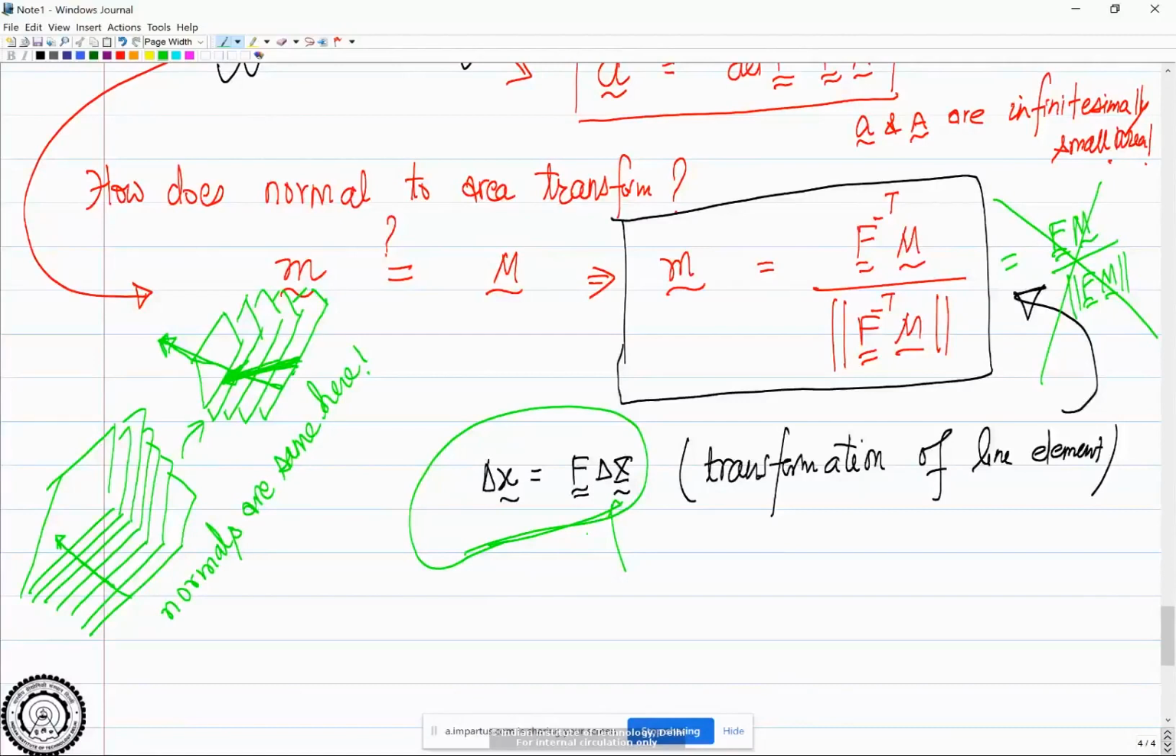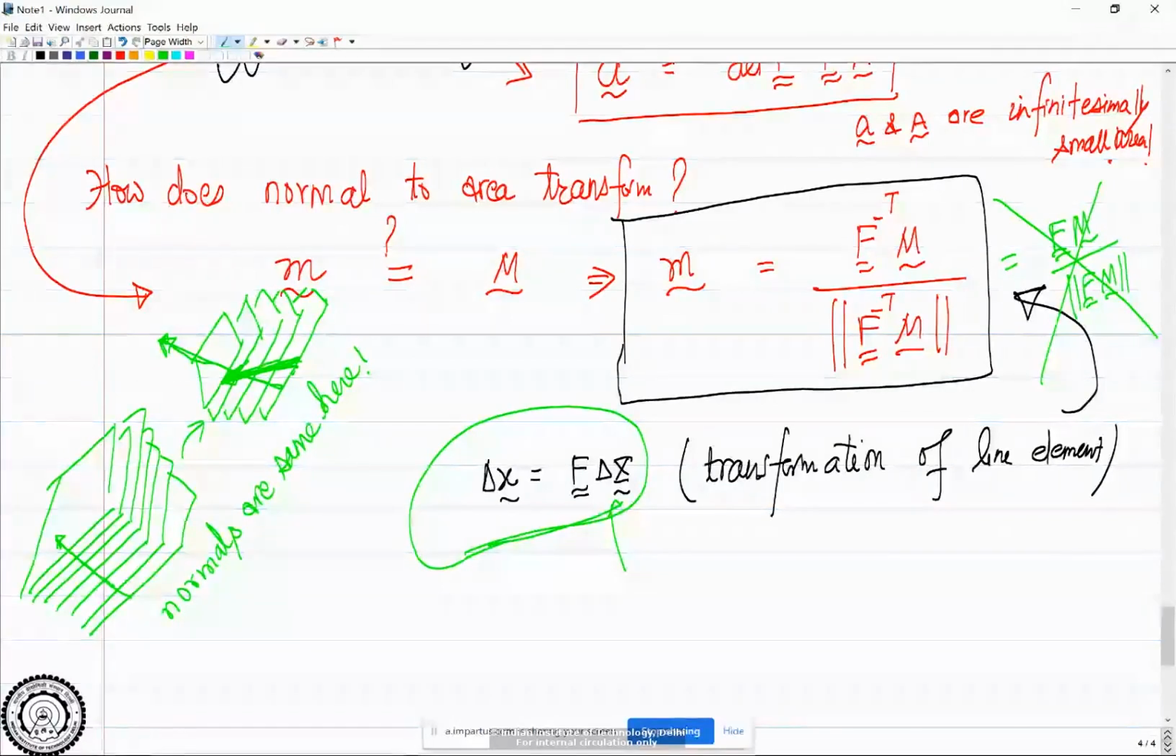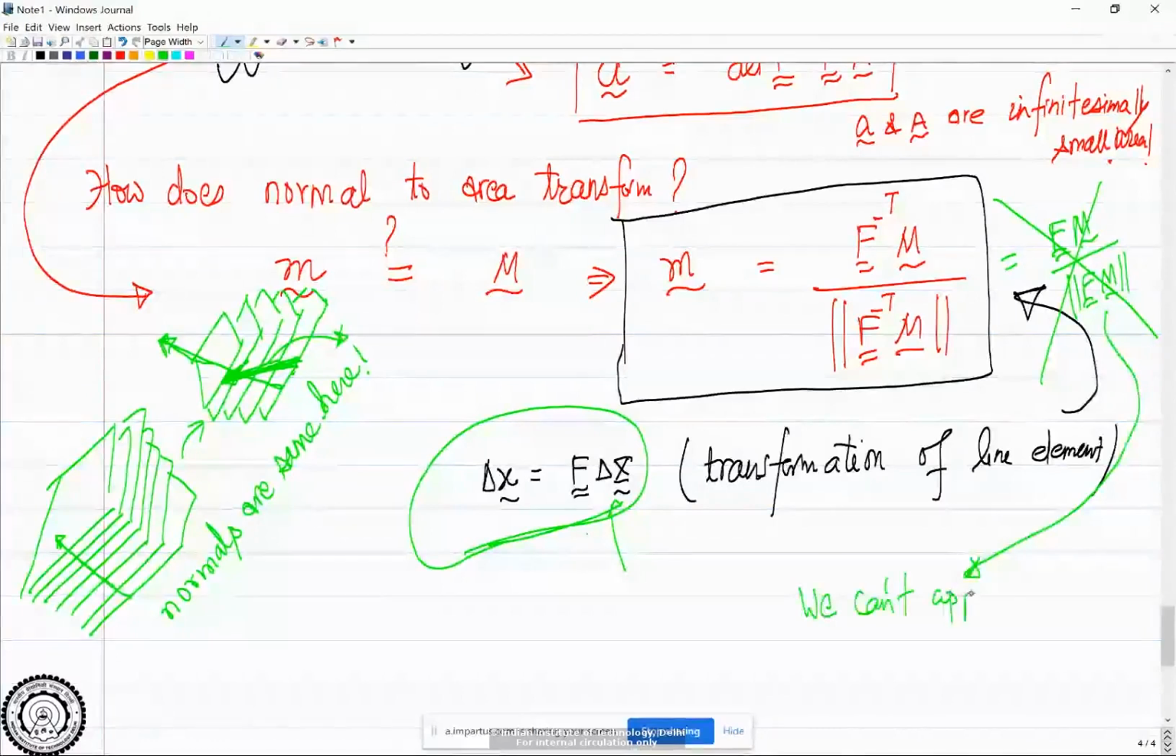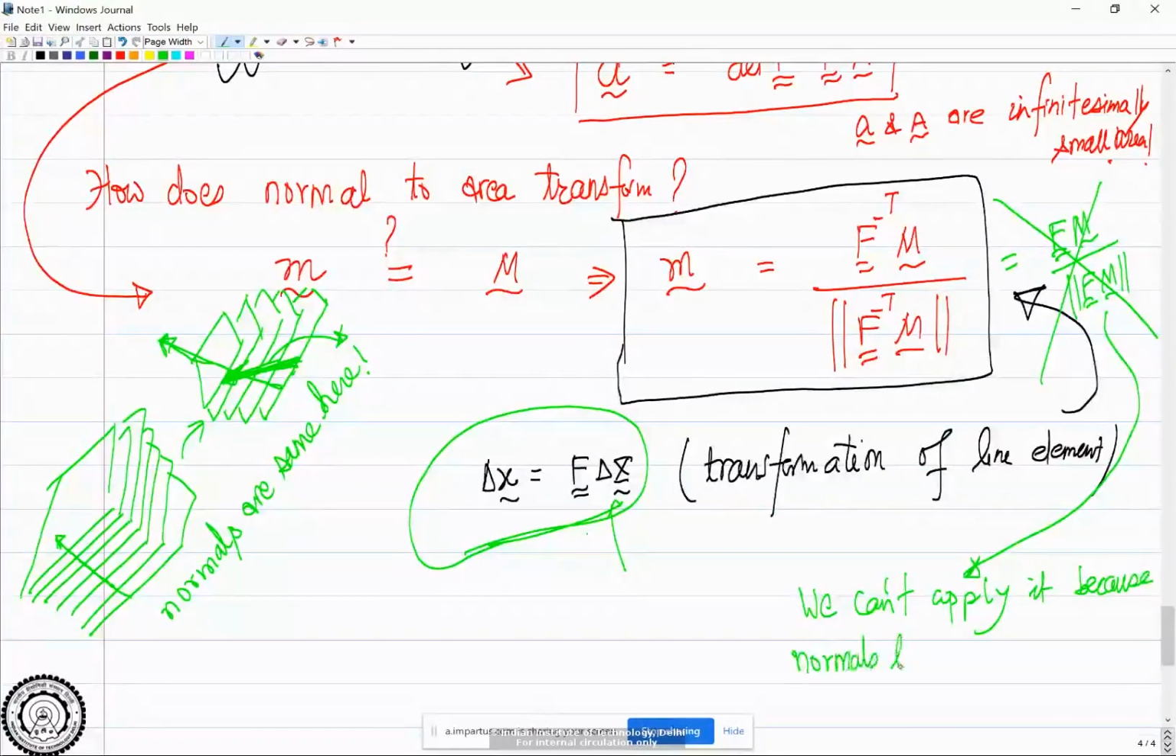So what I mean to say is a normal vector is not a material line element. If it were a material line element, then it would have also changed its direction, just like this is changing. So basically, we can't apply it because normals to surfaces are not material line elements.